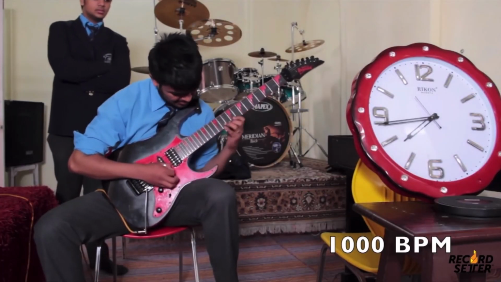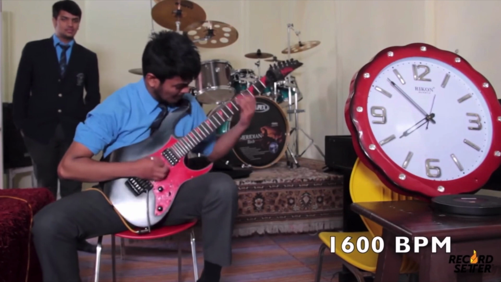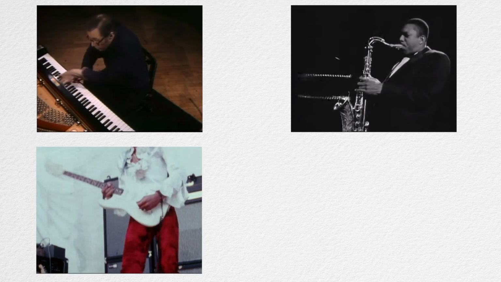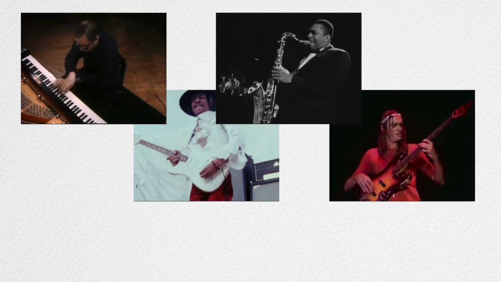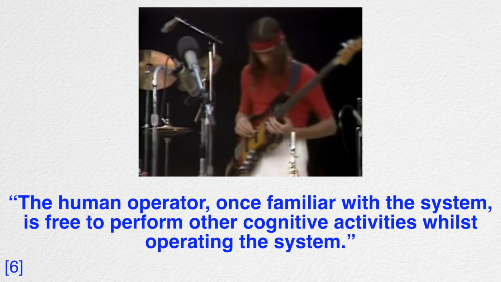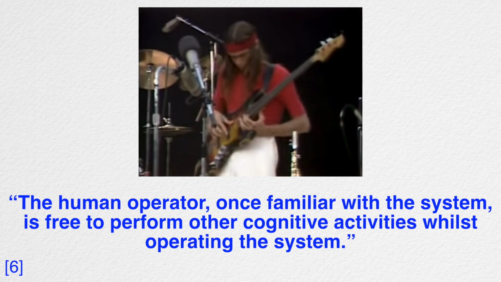And we're not talking about who can play Flight of the Bumblebee the fastest. No, we're talking about Glenn Gould, John Coltrane, Jimi Hendrix, Jaco Pastorius, and plenty of other musicians that we can keep on naming. Now, what makes them virtuosic? The human operator, once familiar with the system, is free to perform other cognitive activities whilst operating the system.